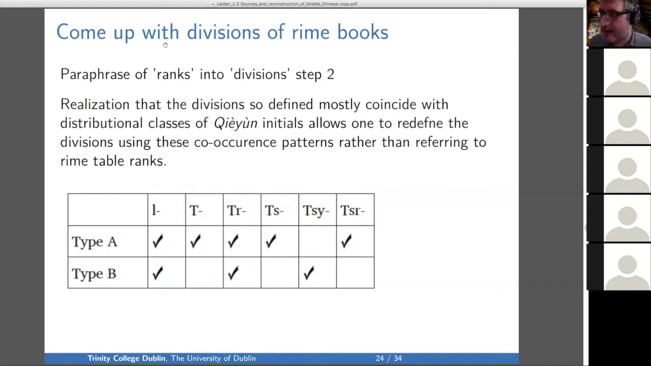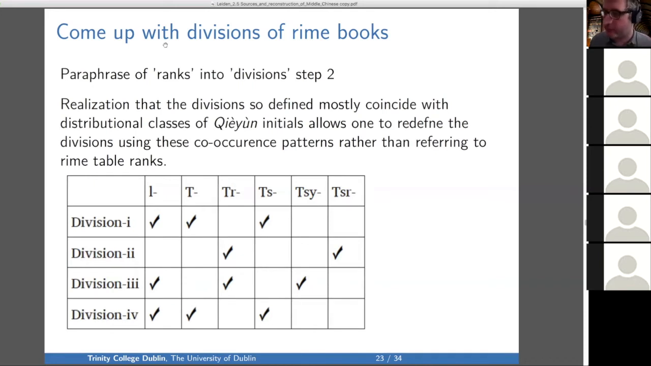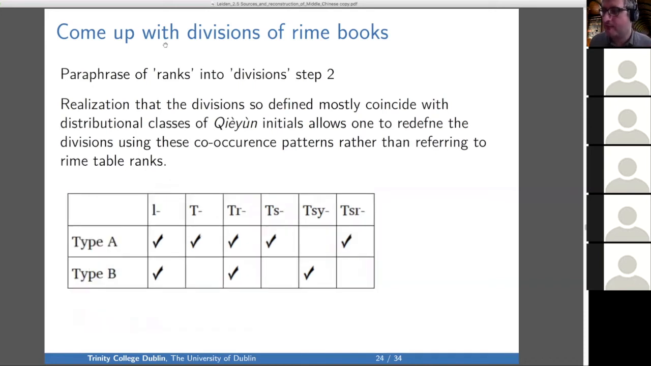So I'm just going to paraphrase that, which is, from the perspective of the distributional classes of the Cheyun itself, which is Middle Chinese, the analysis of four divisions and the analysis of two types are both compatible. Now, it's basically a matter of taste which one you want to go with. But as a fact about the way the discipline works, basically everything after the Cheyun, we talk about divisions, whereas there's a tendency when talking about things before to talk about the A-B distinction.